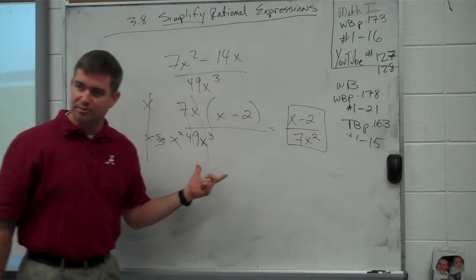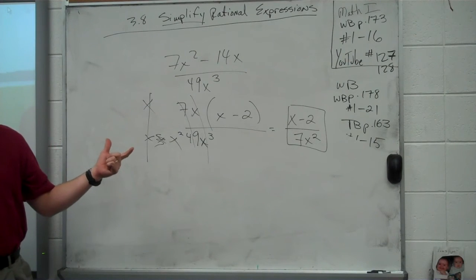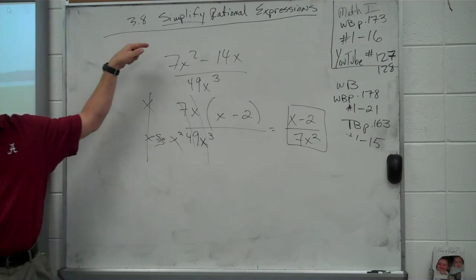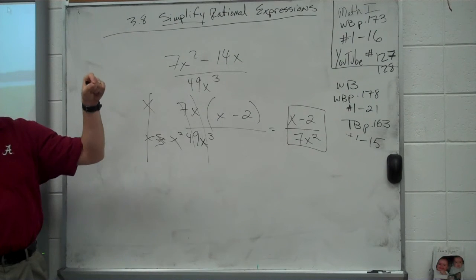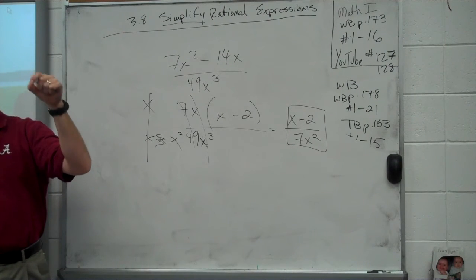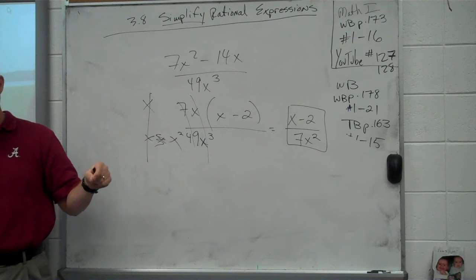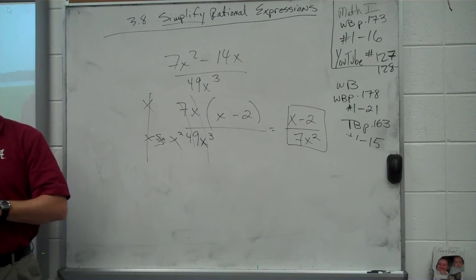What would the excluded value be in this one again? 0. What do you always look at for your excluded value? Do you look at your answer or do you look at the beginning of the problem? Write that down. For excluded value, you always look at the beginning of the problem. Don't look at your answer. You look at the beginning of the problem.